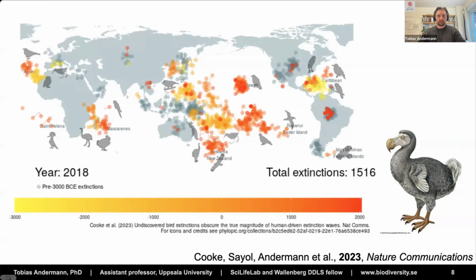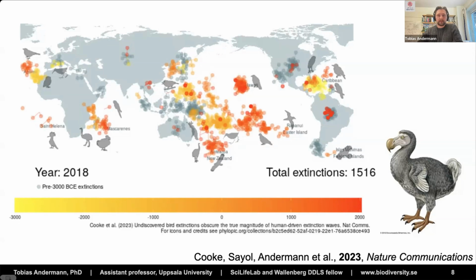And here you just see mapped on a global map where bird extinctions in the last, I think, 5,000 years have occurred. And you see, roughly with this timeline, when they happened in these places. So not only a lot of mammal extinctions, but also a lot of bird extinctions, and probably also a lot of extinctions in other groups that we have hardly any paleontological or other data for.